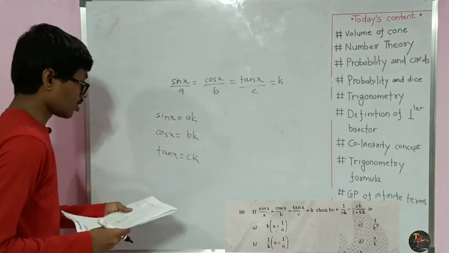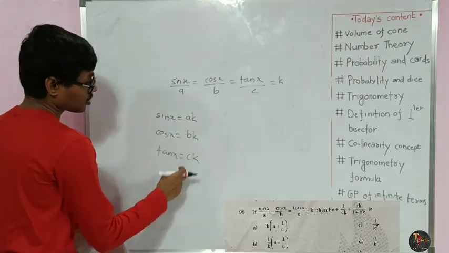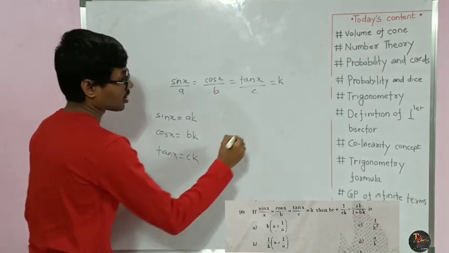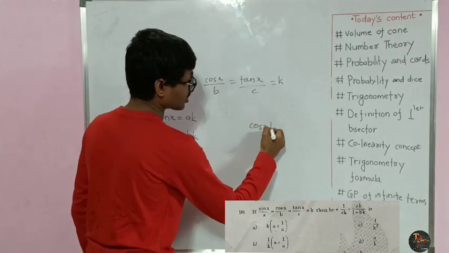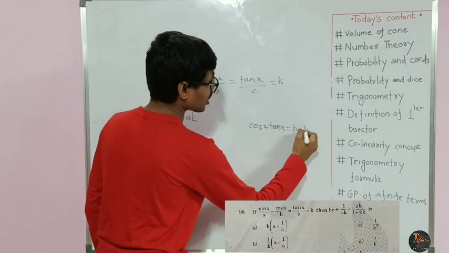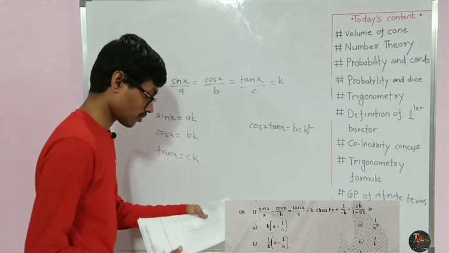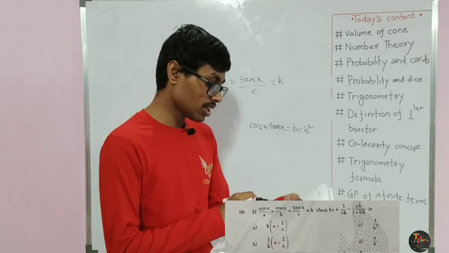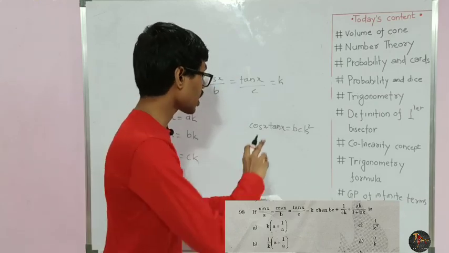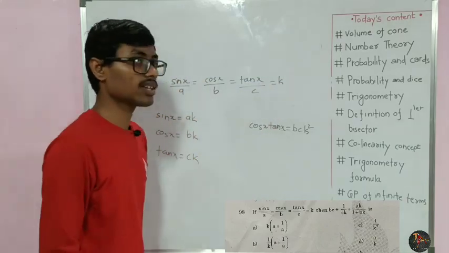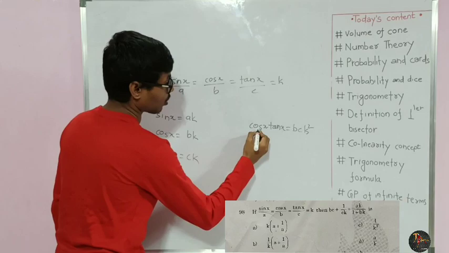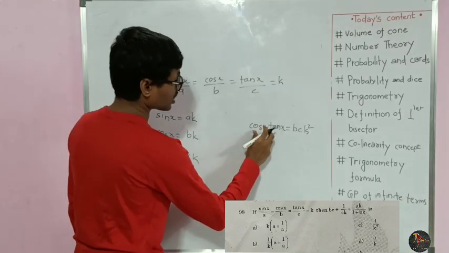Now we have to find the bc value. To find the bc value, I multiply this term and this term. Then I will get cos x into tan x, which will be bck square. If you see the options carefully, they have eliminated b and c from the options. So we have to write the entire thing in terms of a and k. Now let me explain how we can convert it.